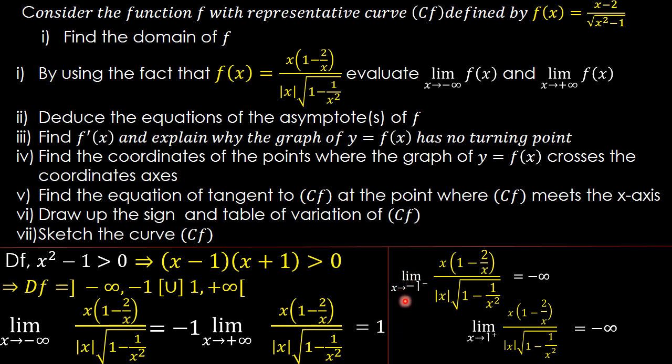Likewise, x here was turning to a finite value, and the result we get is infinite. Likewise, x was turning to a finite value here, with the result being infinite. That therefore means that the lines x equal to negative 1 and x equal to 1 are vertical asymptotes. So this function definitely has 2 vertical and 2 horizontal asymptotes. Take note, guys. Now the next part wants us to deduce the asymptotes of f.